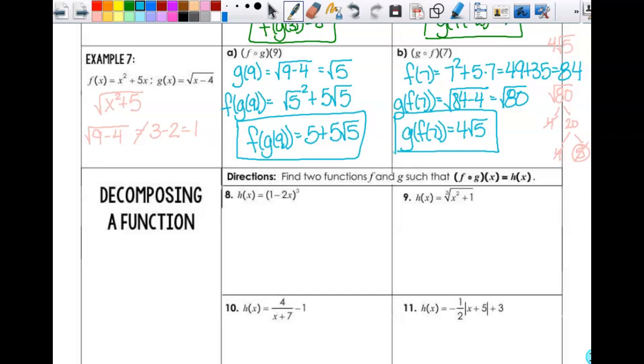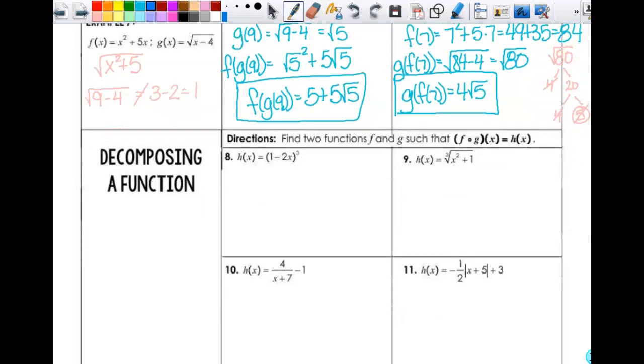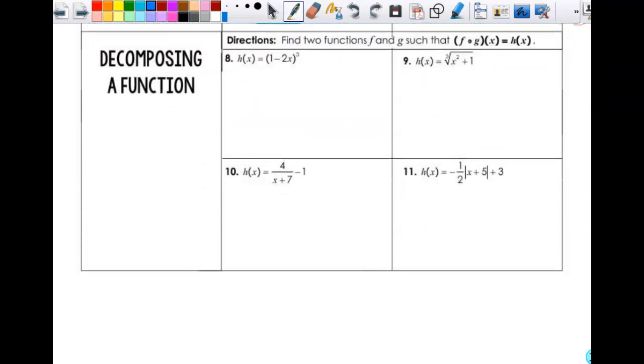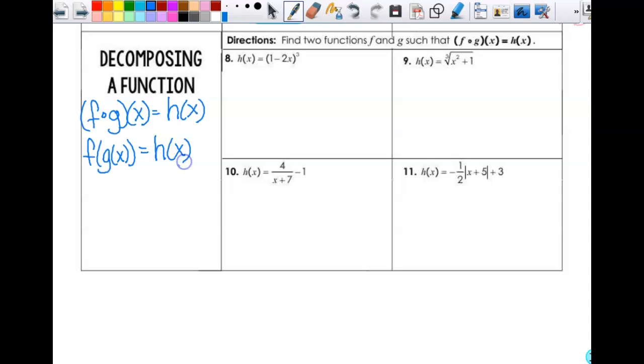So now we're going to decompose the functions. We've been composing them and putting them together. We're going to decompose them and take them apart. Let's start with this. It says find two functions f and g such that f of g of x equals h of x. What they're telling us is that f of g of x equals h of x, and f of g of x equals h of x. These are the exact same things, just however you want to say it.